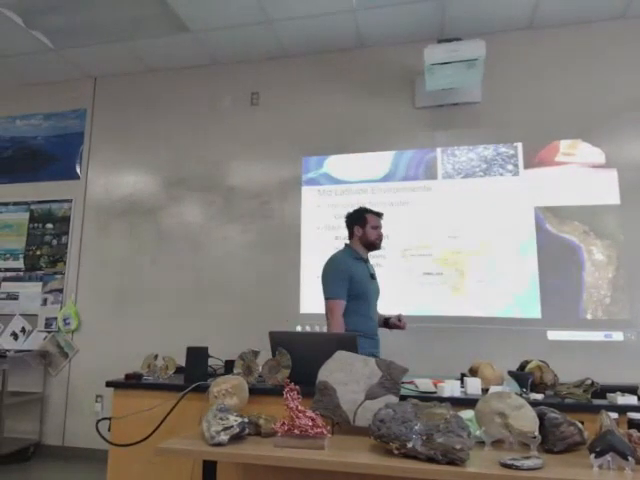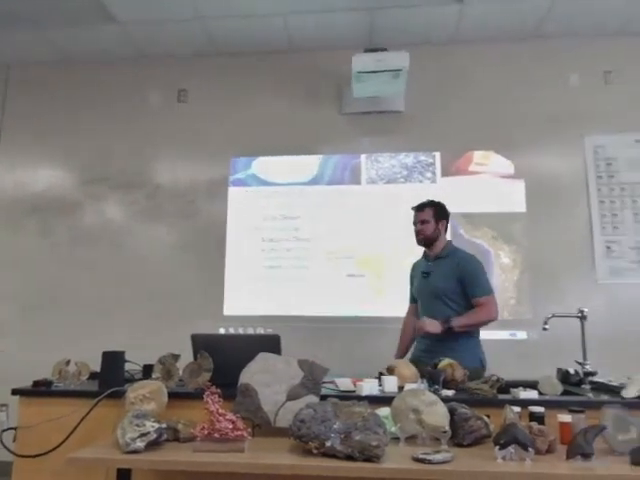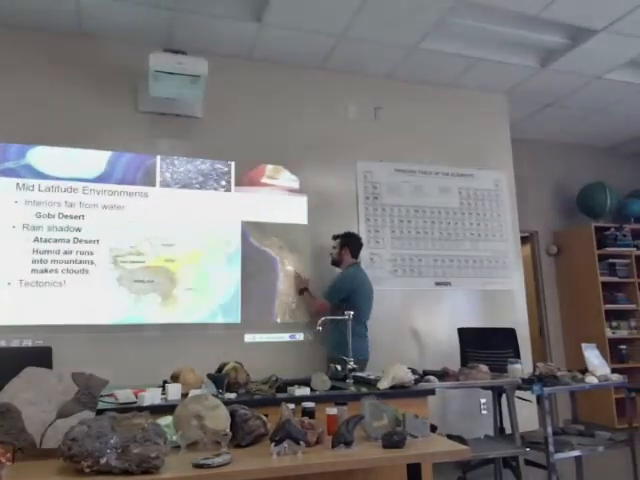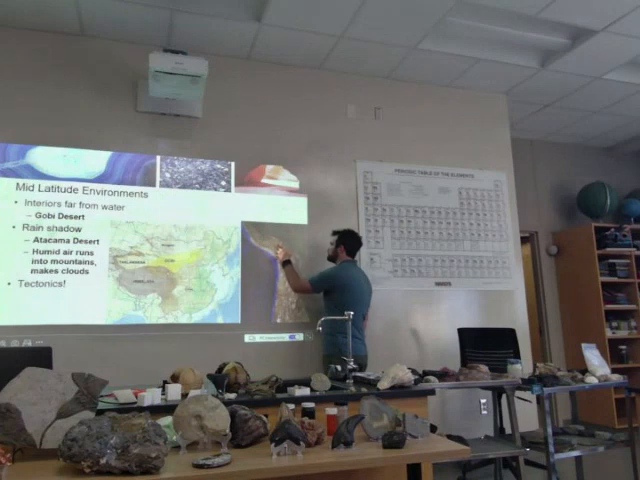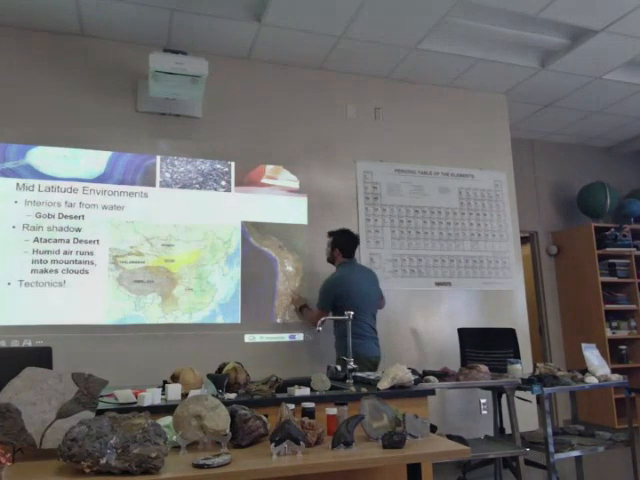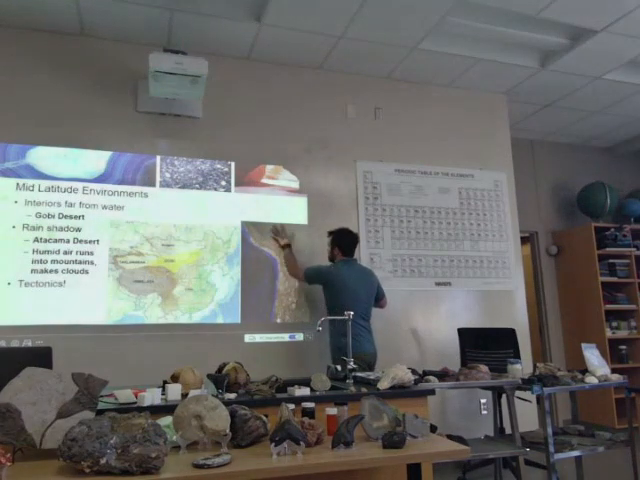Also, a rain shadow desert could be a candidate situation. Rain shadow deserts happen whenever a mountain range is blocking the source of water from a certain geographic region. So here is the Andes mountain range. Here's the Amazon rainforest. And here, a desert, the Atacama Desert. Right? Why is that there?